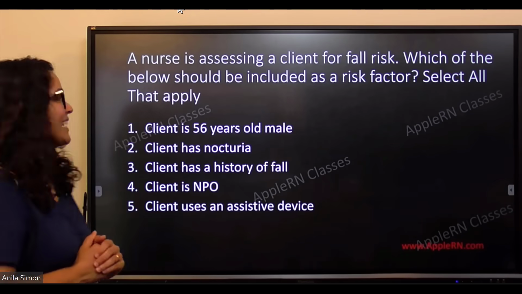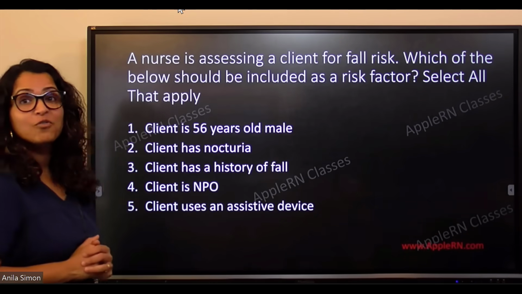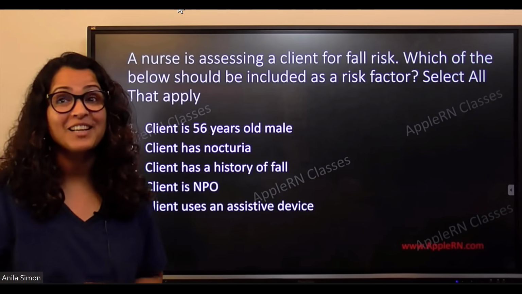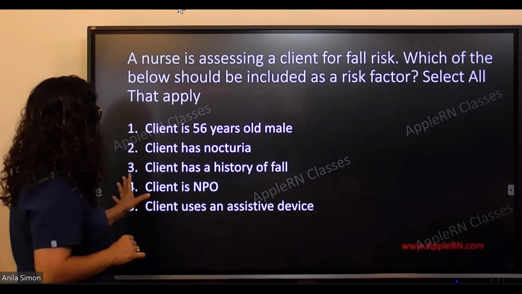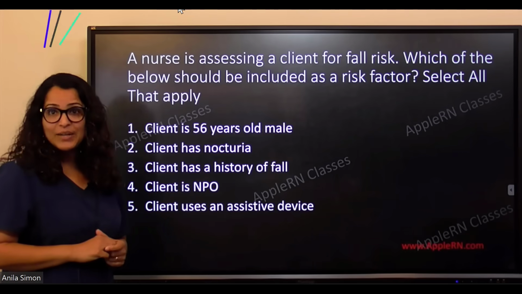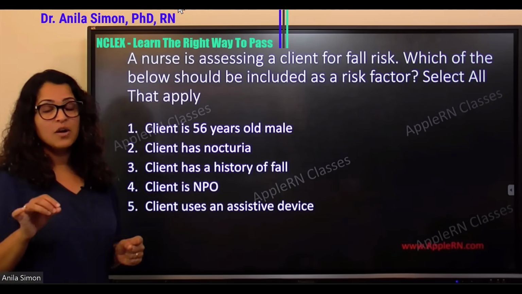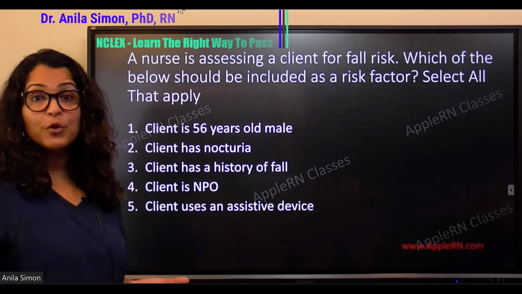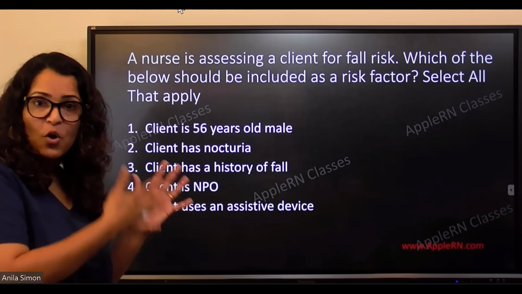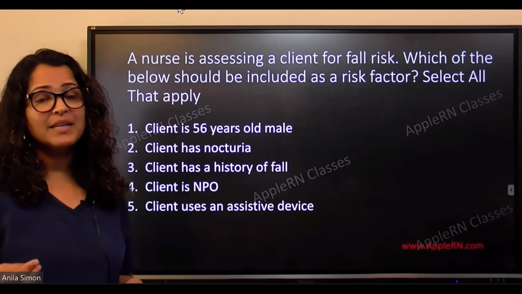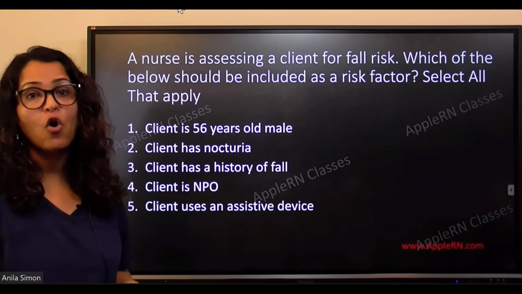A nurse is assessing a client for fall risk. This is one of my favorites. Falls are always a favorite of NCLEX too. Which of the below should be included as a risk factor? Okay, so basically it is asking which client you think is going to be at risk for a fall.